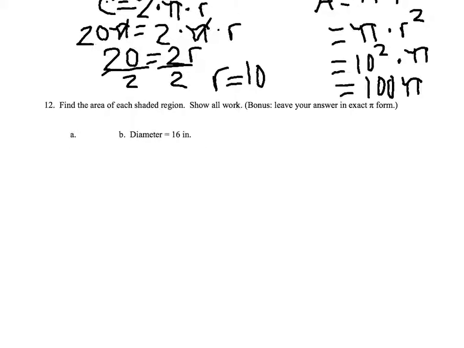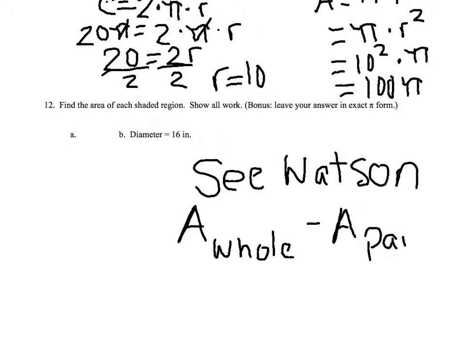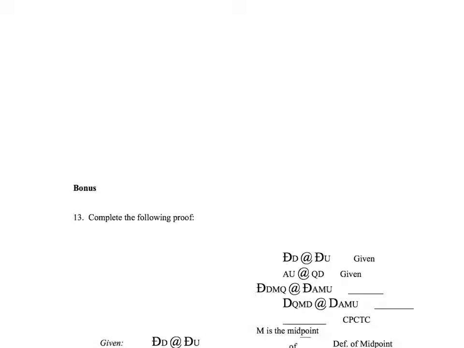Okay? Then it says find the area of each shaded region. Again, this did not save through, so please see Watson. I'll be able to help you with these two as well and give you some guidance. What I can let you know about these two problems right here is that, remember we talked about find the area of the whole minus area of the part. Make sure that you look at that right there. The rest is just bonus, and I'm not going to go through how to do those.